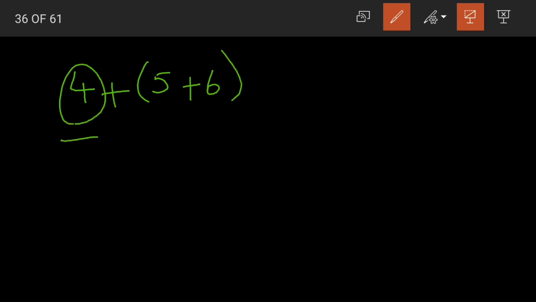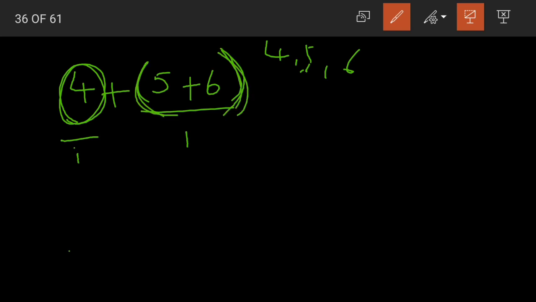Now here we have three numbers which are grouped as two. 4 will be considered as one group and 5 plus 6 will be considered as another. So these three numbers 4, 5 and 6 are grouped as two. In one group we have 4, and you are looking at the brackets here. These brackets mean that these two numbers are considered as a group. So 5 and 6 are in the other group.